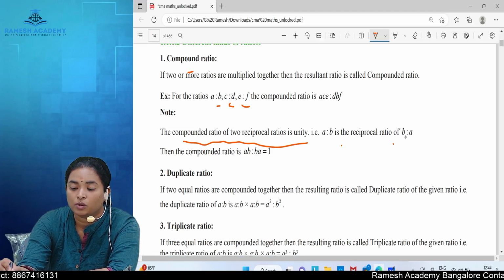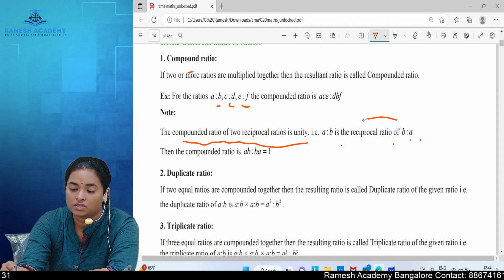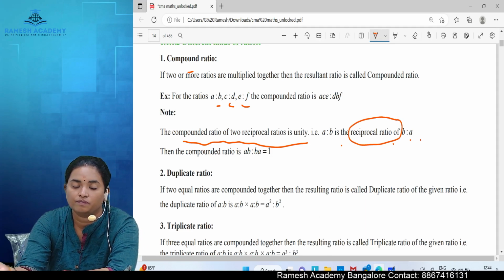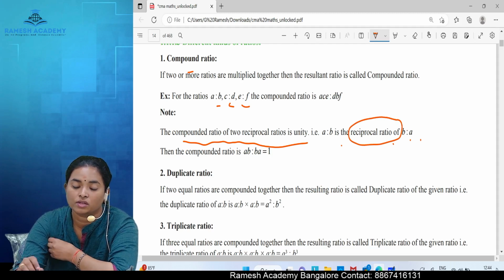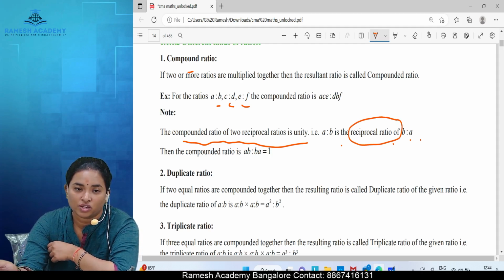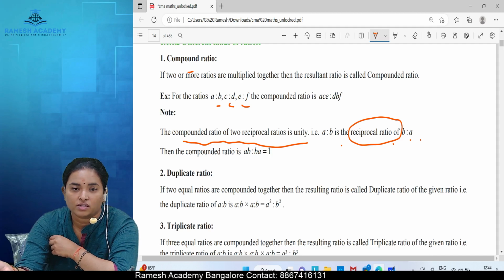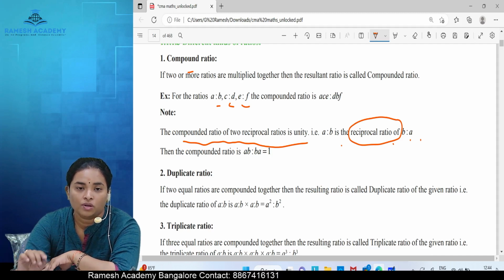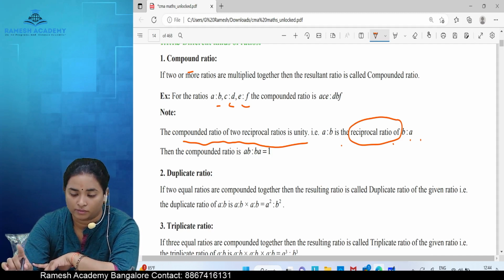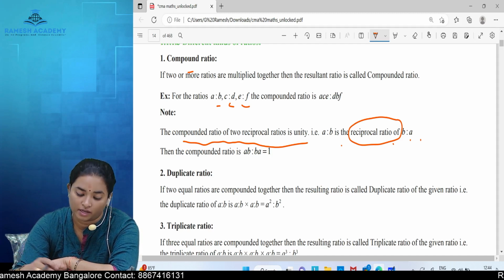A by B is the reciprocal ratio of B by A. This is the reciprocal ratio, just changing the positions. Antecedent and consequent get exchanged, and if it is exchanged and you try to find the compound ratio, it will be 1. Next we have duplicate ratio.